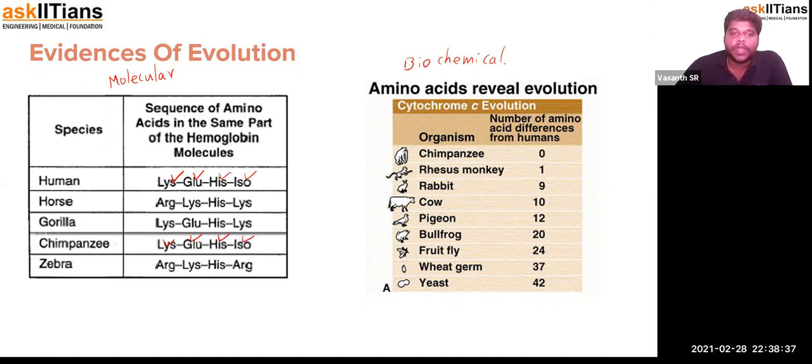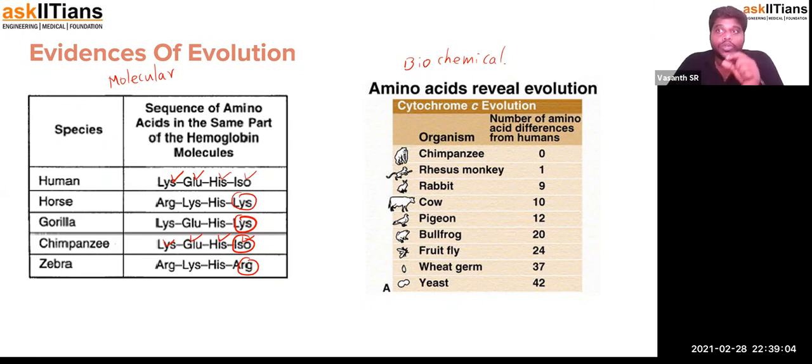And when you see the chimpanzee and gorilla, you can see there is one amino acid difference: isoleucine and lysine. And between the horse and the zebra, you can see the last amino acid is different. So it is just a molecular structure difference that is going to make the differences in the organisms themselves. So many smaller molecules combine together to form a bigger difference.